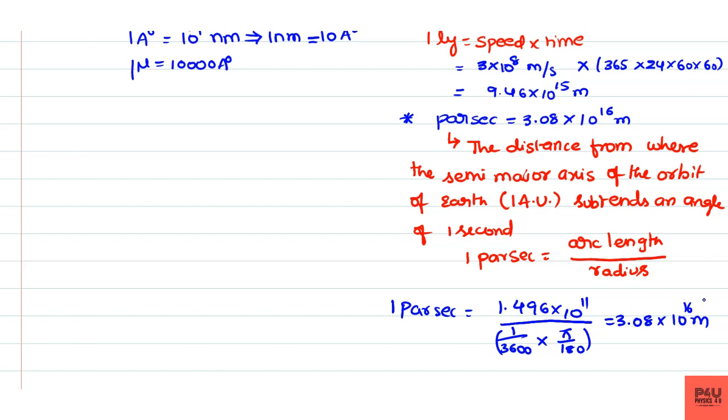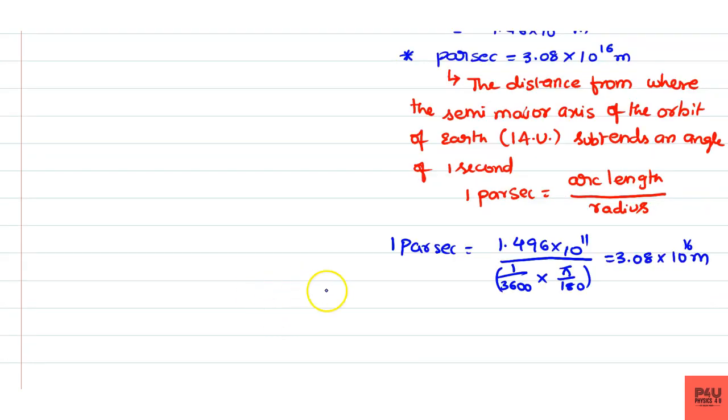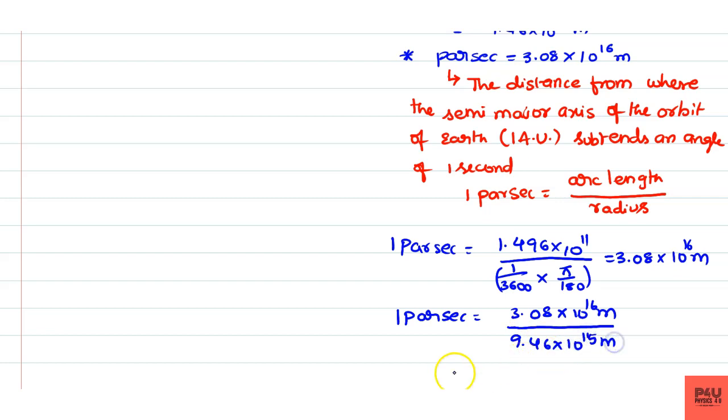Suppose you want to find the relation between light year and parsec. You just divide the parsec value, 3.08 into 10 power 16 meter, by the light year, that is 9.46 into 10 to the power of 15 meters. We'll get the value as 3.26 light year.